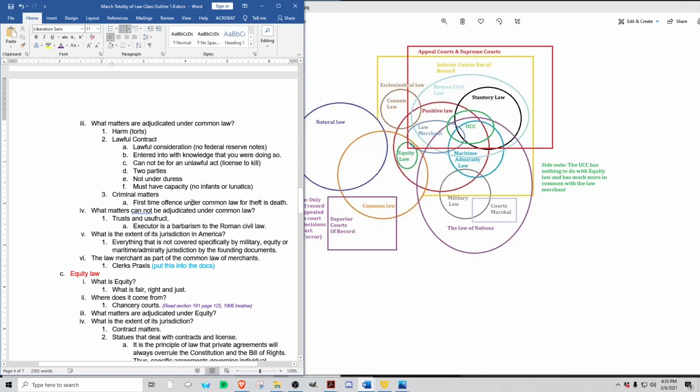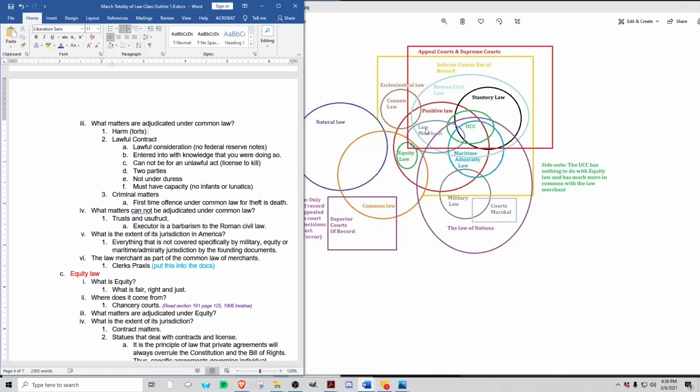Okay, welcome everybody back to the third segment of Totality of Law. We just got done leaving off with the history of the fight between common law and Roman civil law. And now let's transition from that fight between Roman civil law and common law, and get into the fight between common law and Maritime Admiralty.